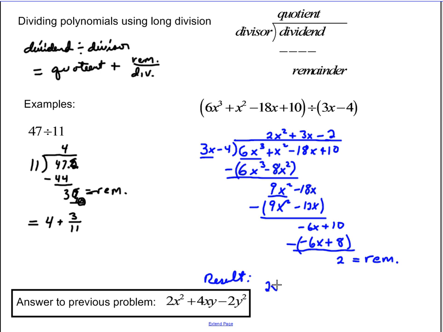2x squared plus 3x minus 2 added to our remainder of 2 over our divisor of 3x minus 4. So if we're presenting this result, this would be the way that we would want to present it. More in the next video.